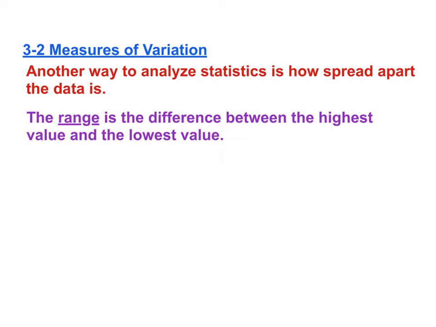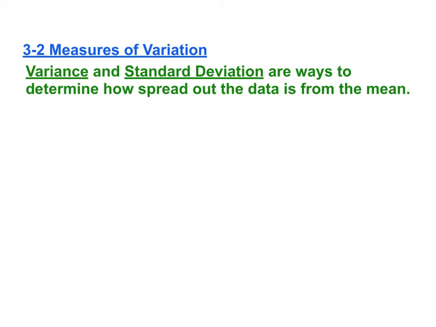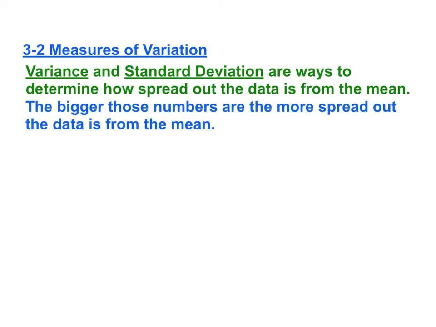The two other ways are going to be variance and standard deviation. They determine how far apart the data is from the mean, how spread out the data is from the mean. When we talk about variability and how spread out data is, we usually talk about it with respect to the mean. So the bigger those numbers are, the more spread out the data is from the mean. The bigger the variance, the bigger the standard deviation, the more spread out the data is from the mean.